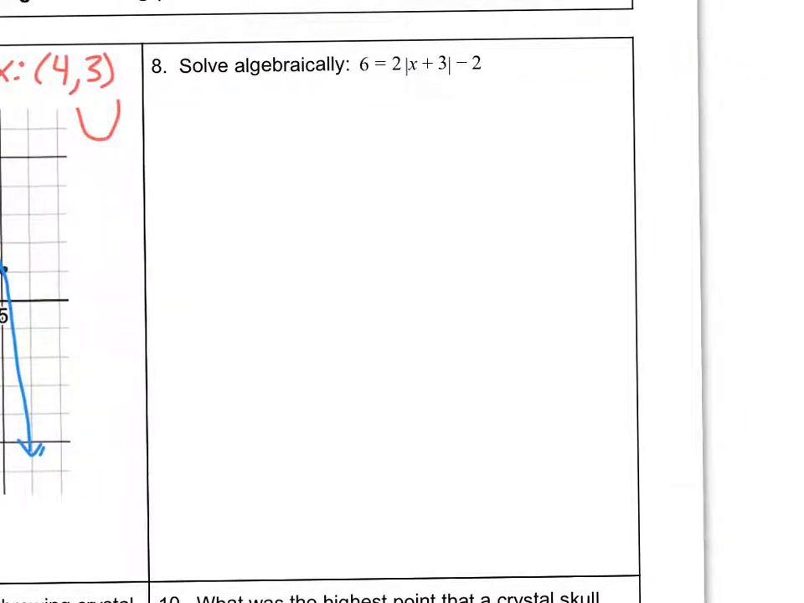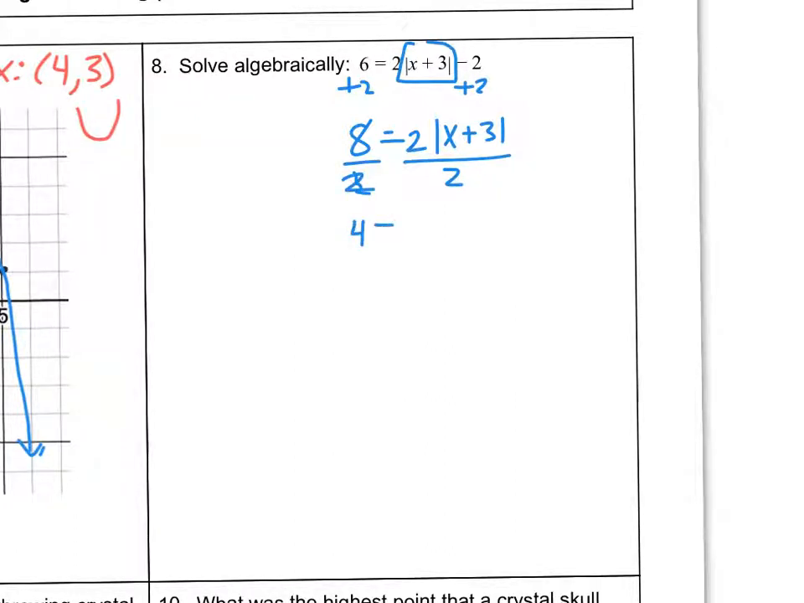For number 8, you've got to solve an absolute value equation. First thing that we've got to do is to get the absolute value by itself. So let's add 2 to both sides, and we get 8 is equal to 2 times the absolute value of x plus 3. If I divide both sides by 2, I get 4 is equal to the absolute value of x plus 3.